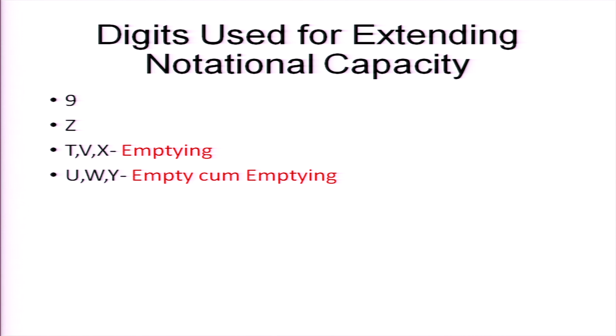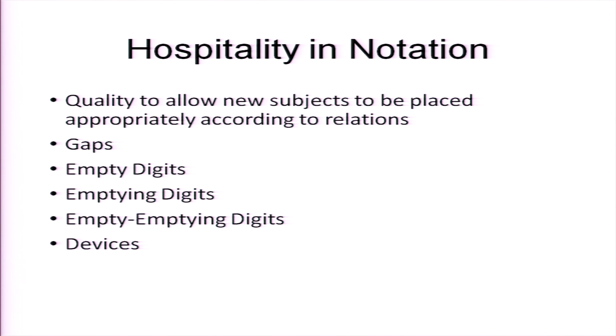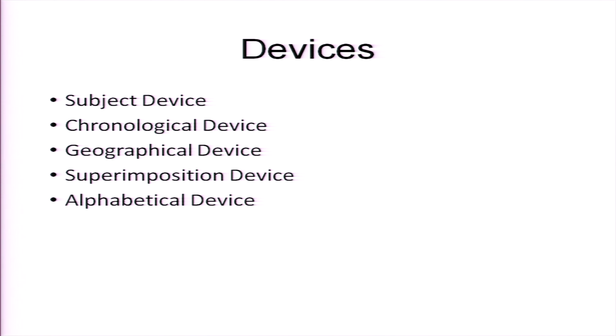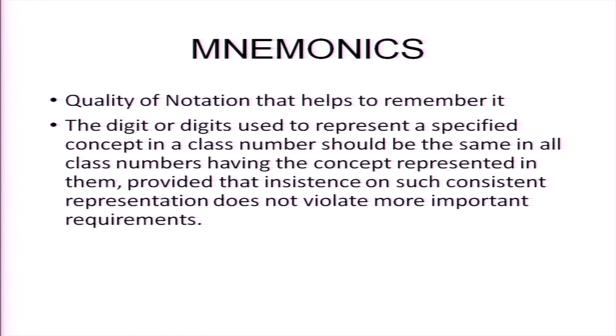Similarly, the sectors have been used by Ranganathan in his scheme of classification, which helps us to know the different types of digits. And as I was telling you, not only empty digits, emptying digits also have been used, and in his CC7 we have T, V and X as emptying digits and U, W, Y as empty cum emptying digits. So these are all there, as I was telling you earlier: gaps, empty digits, emptying digits and empty cum emptying digits, as well as devices that are used. And the devices that help us to really achieve the capacity of notation are the subject device, chronological device, geographical device, superimposition device and alphabetical device.